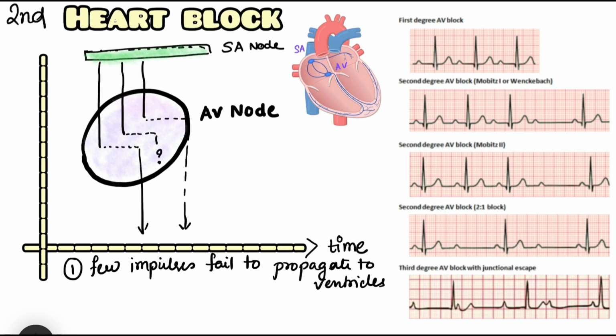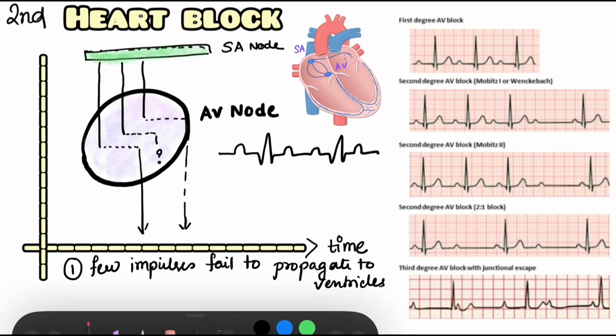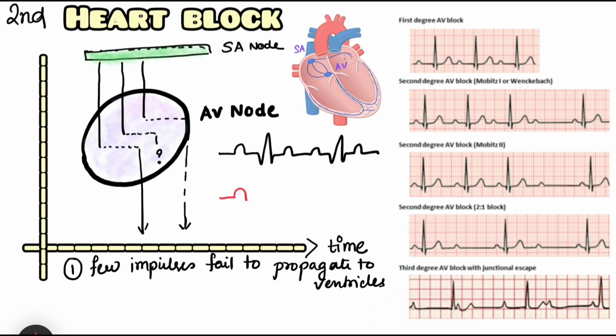Now, how will the ECG look if this happens? Suppose this is the normal ECG, but in case of this scenario, there will be one P wave, as in case of the first impulse. Then there will be a QRS complex. But over here, the second impulse doesn't get passed to the ventricle, so there won't be any QRS. Then there will be the third impulse which gets a QRS. So there will be a missing QRS in between. This will be the presentation of a second degree heart block.